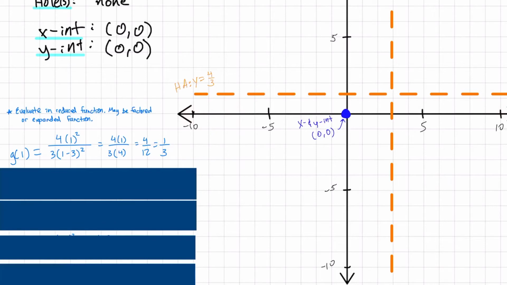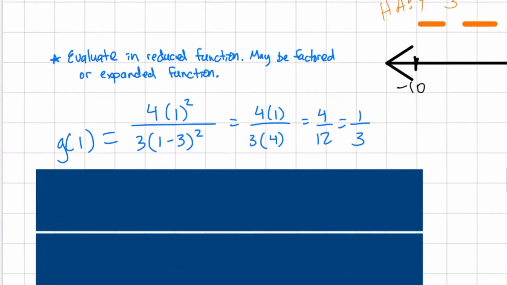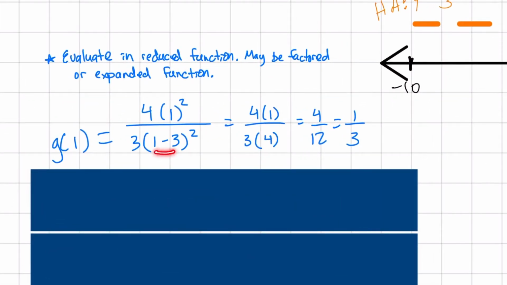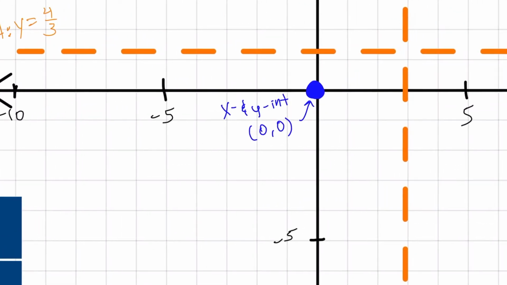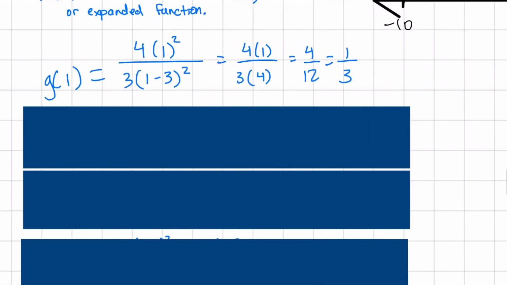So I pick 1, and when I pick 1, I evaluate it. I get 1 minus 3, which is a negative 2, squared is 4. So I did subtraction and squaring in one step. And so this ends up being 4 over 12, which is 1/3. That means I can graph at 1, I can go up to 1/3. All right. Let's do my next one.